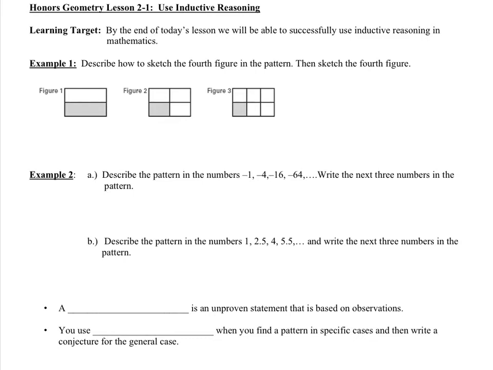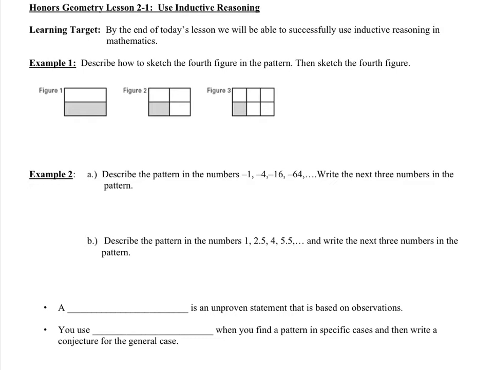Example 1. Describe how to sketch the fourth figure in the pattern and then sketch the fourth figure. So there's three figures here right now, and we need to find a pattern, and that is using inductive reasoning. So I see that in figure 1, the rectangle is divided into two parts, one shaded and one non-shaded. And then figure 2, 3 non-shaded to 1 shaded, and figure 3, 5 non-shaded to 1 shaded.